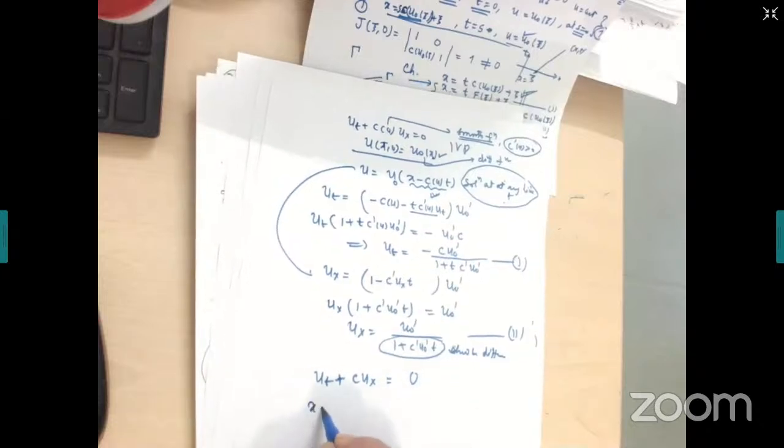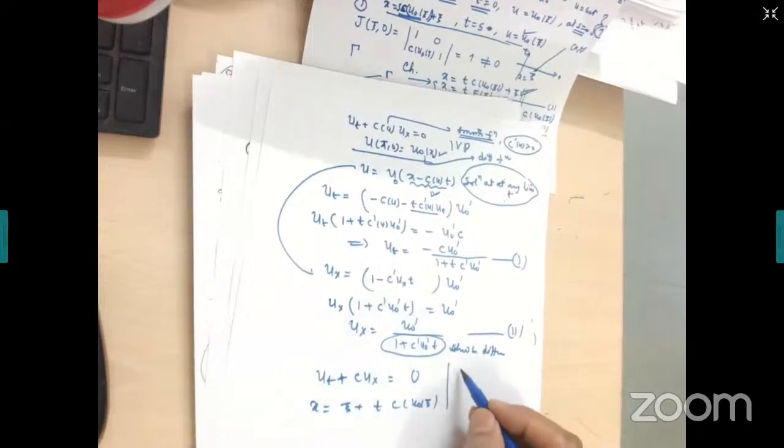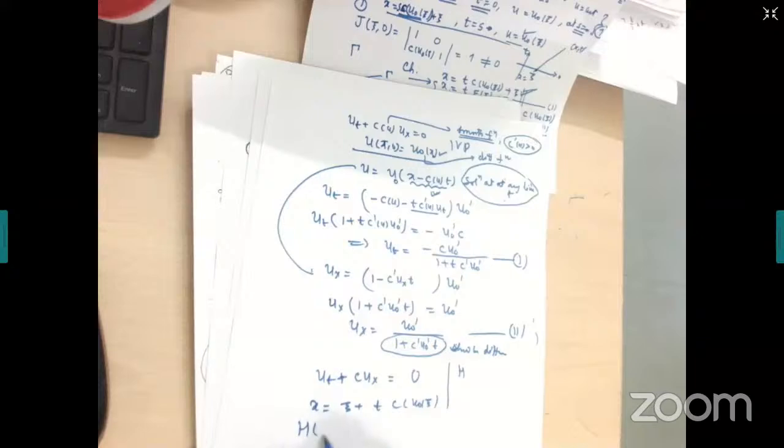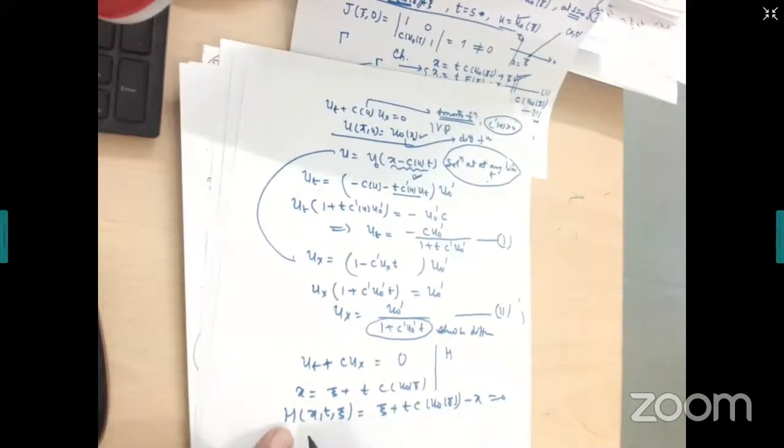What is that? x is equal to xi plus t times c of u naught xi, right? So what is the condition, if you remember? If I can write this as h as a function of x, t and xi in the form t times c of u naught xi minus x, this is equal to 0. So h vanishes, this function vanishes at this value of x, this value of t and this value of xi, at this point x, t, xi.